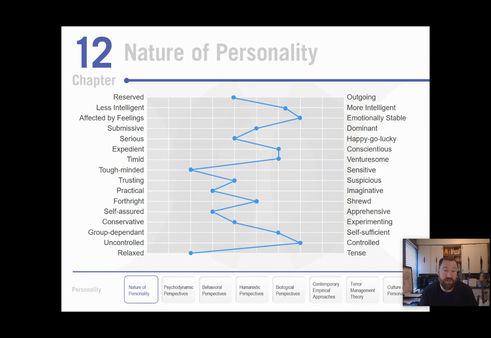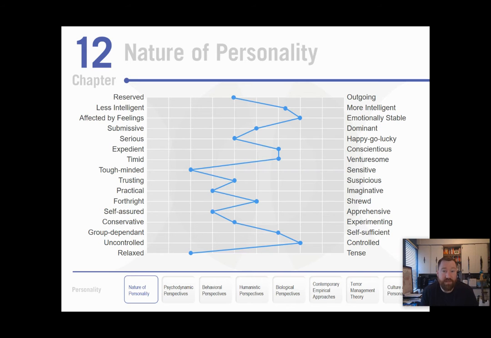So this weird looking squiggly line going down the middle, that's someone's personality, right? They're pretty evenly between relaxed and outgoing. They're a little bit more intelligent, more emotionally stable, but they're also more self-assured, more conservative, more self-sufficient, tough-minded. You guys can follow the dots. I don't need to connect them for you.